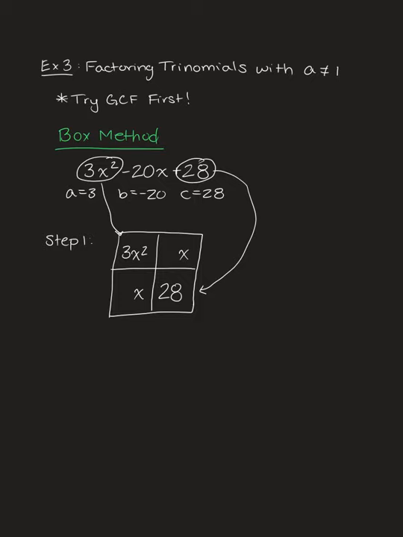So now, step 2 is to multiply a times c. So over here, 3 times 28. So that is 84. And then step 3 is just like normal factoring, so you're going to find your magic numbers. So two numbers that will multiply to 84, but add to negative 20. So again, they're multiplying to a positive and adding to a negative, so they both need to be negative.